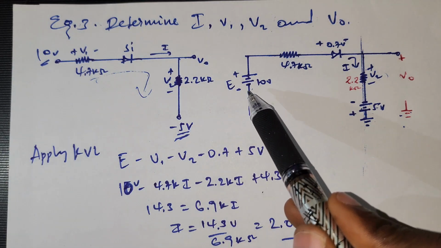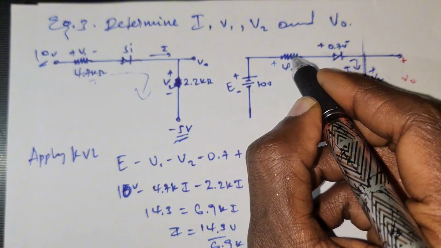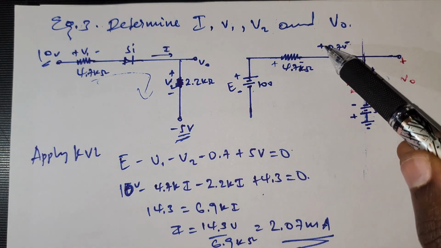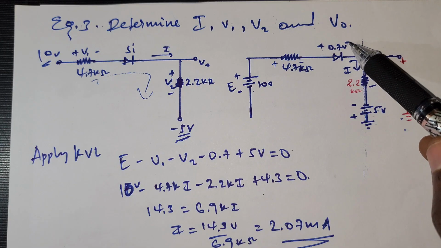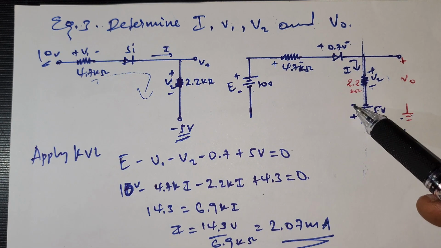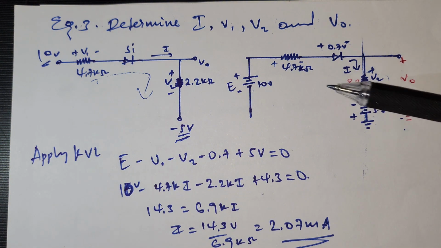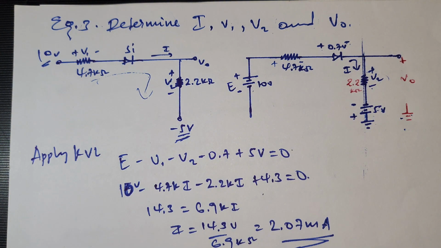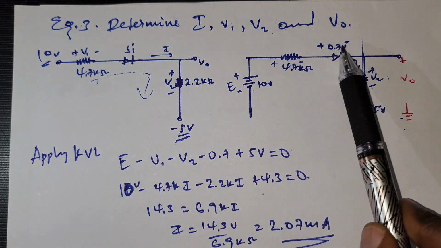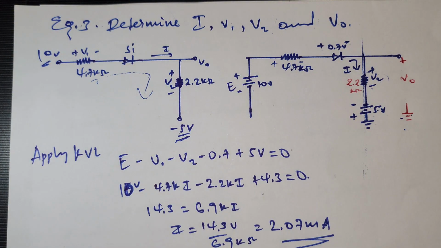E minus V1, because this is positive, negative. So this positive, negative, the anode side is also always positive, the cathode side is negative. Those components which have the same polarities will be positive, and those which have different polarities, according to the direction of the current, will be negative.